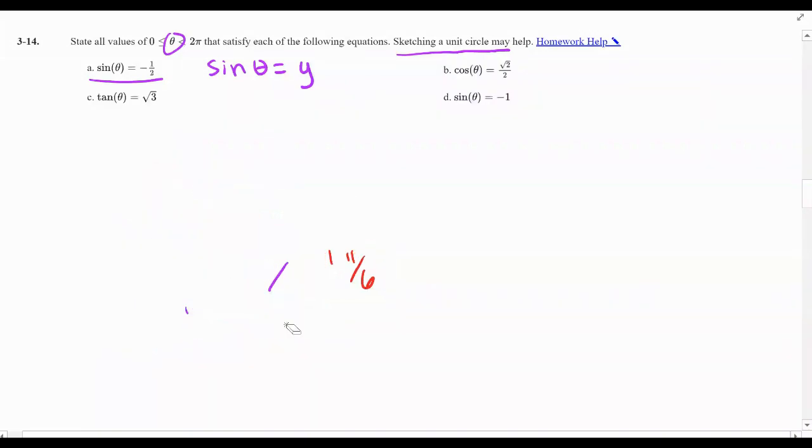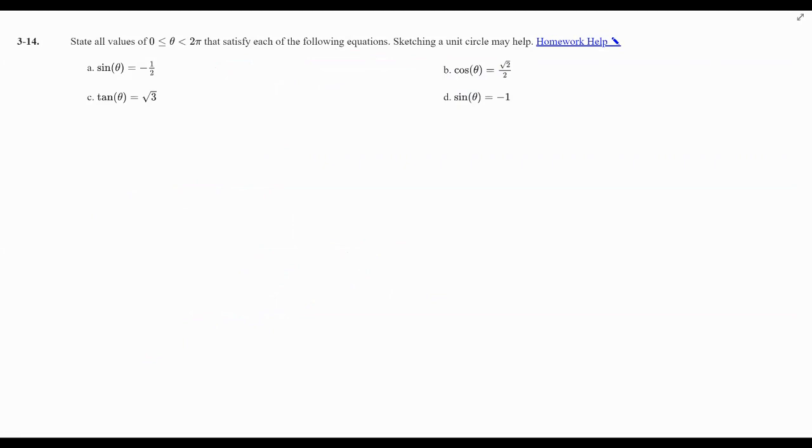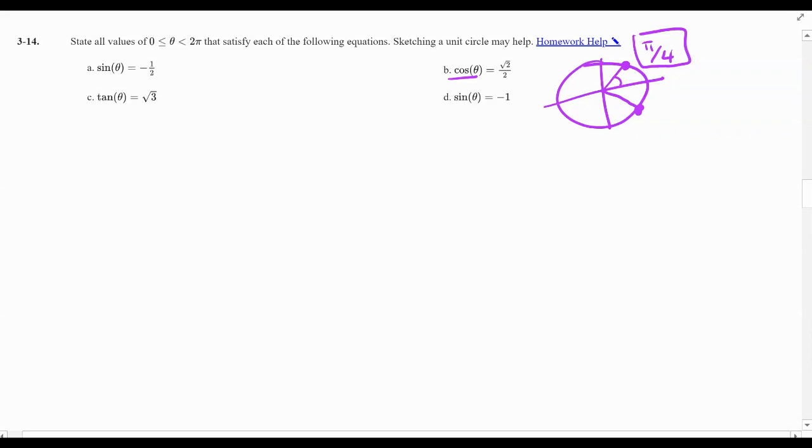So the second one says we've got cosine of theta equals root 2 over 2. So if I draw my unit circle here for B, cosine of an angle is the x values. So that is positive root 2 over 2. I know that the root 2 over 2 are the ones that are halfway, which is 45 degrees, or in radians, it's pi over 4. So there's my first one, nice and easy.